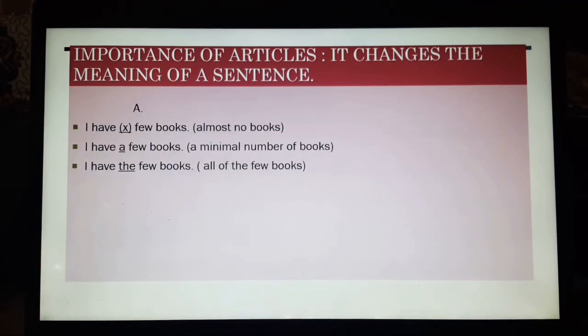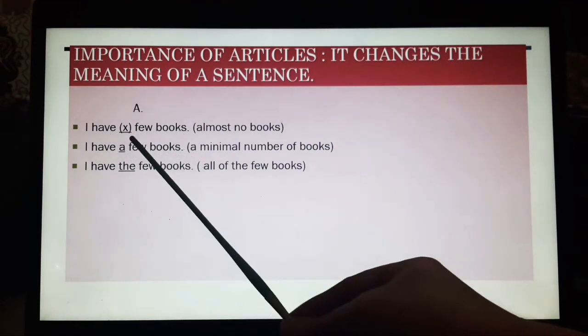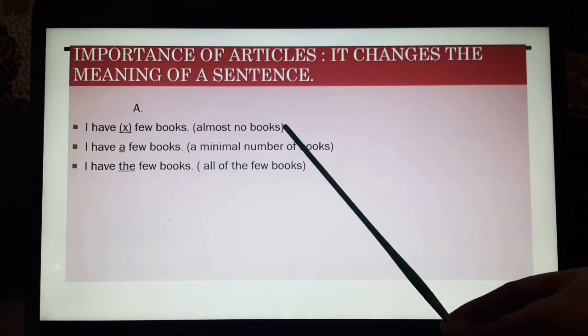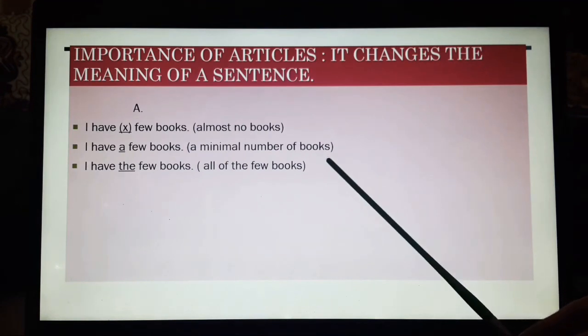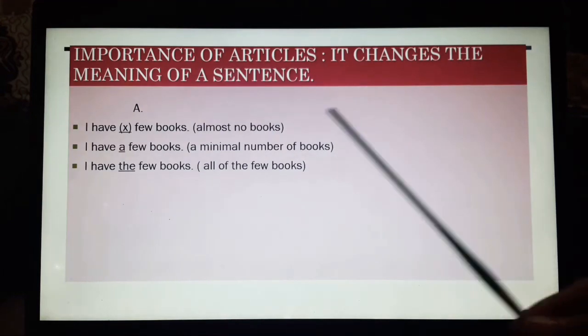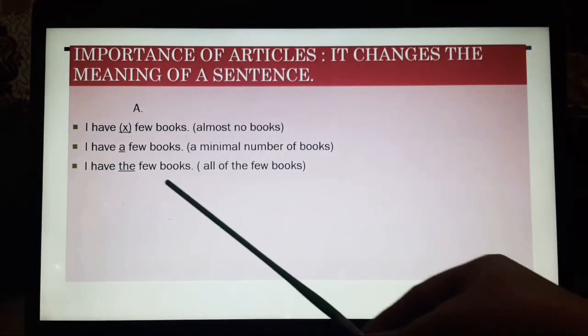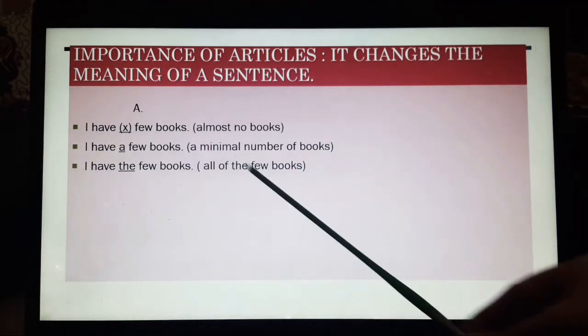So students, you can see that correct use of article is very important, because the right use or wrong use may change the meaning of any sentence. See the examples here. I have few books. That means I have almost no books, very little. I have a few books. That means I have a minimum number of books. And I have the few books. That means what? I have all these few books. That means I do not have any other book than this. That is why it means all of the few books that you see.